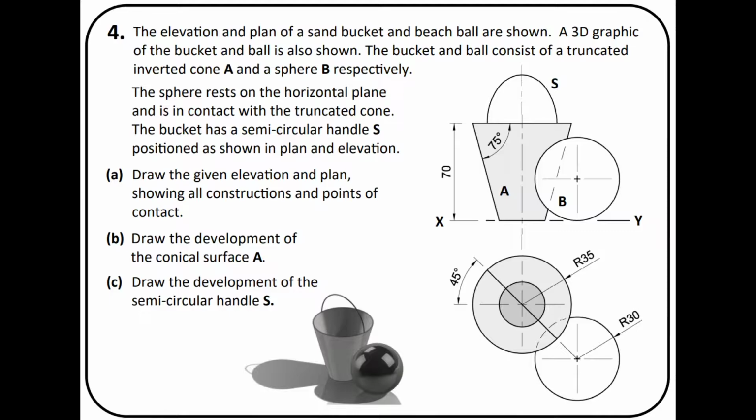Part A, draw the given elevation and plan showing all constructions and points of contact. Part B is to draw the development of the conical surface A, and Part C is to draw the development of the semicircular handle S.